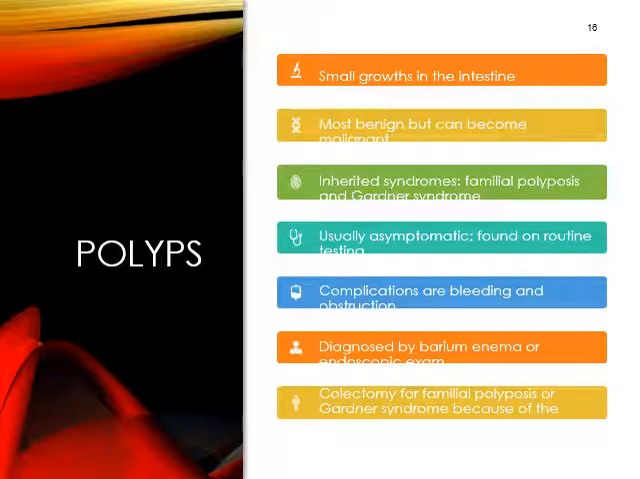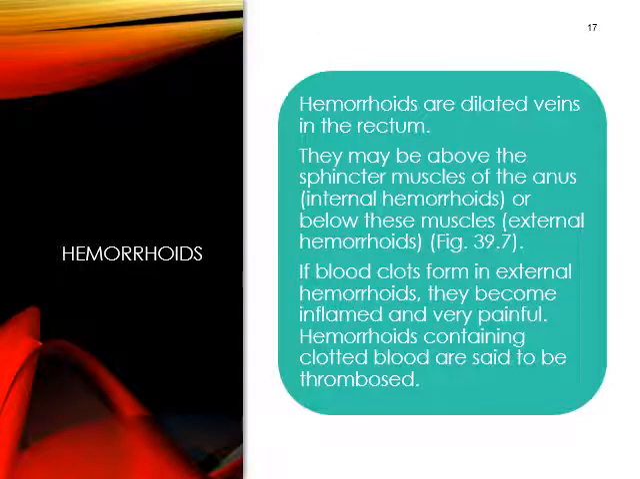All right, so let's move on. Hemorrhoids. So they may be above the sphincter muscle of the anus. So you can have internal hemorrhoids and external hemorrhoids. External hemorrhoids are more visible. Internal hemorrhoids, you can't see them. They're above the sphincter muscle of the anus. They're dilated veins in the rectum. They may be above the sphincter muscles, as I was saying, internal hemorrhoids or external hemorrhoids.